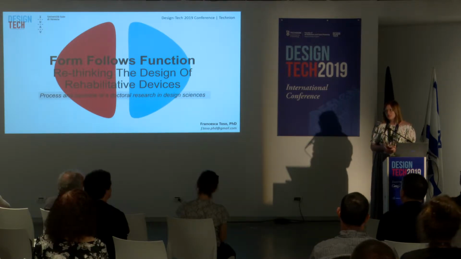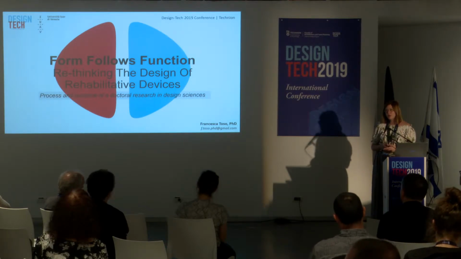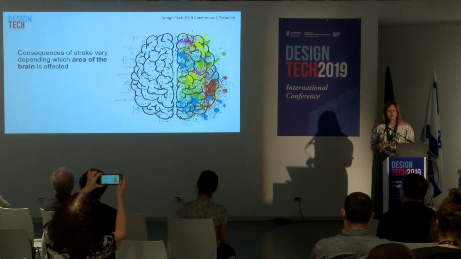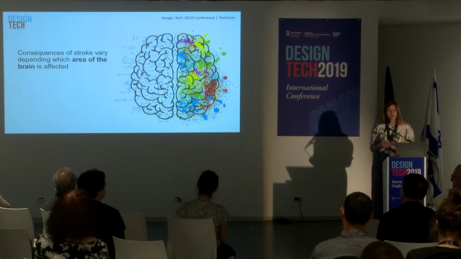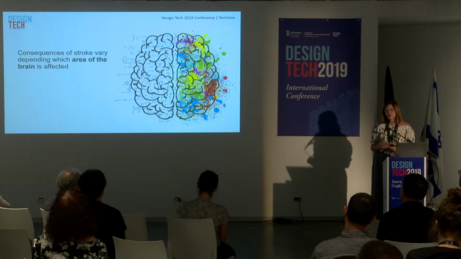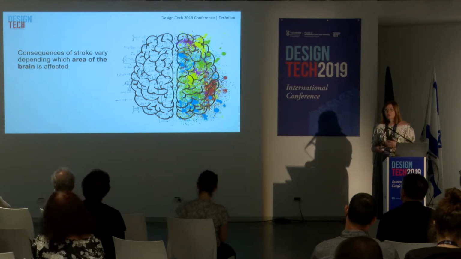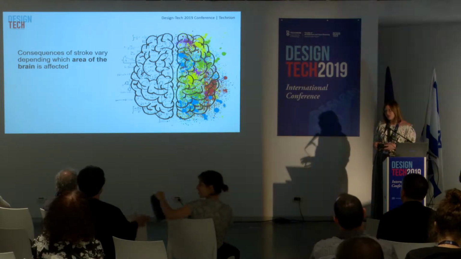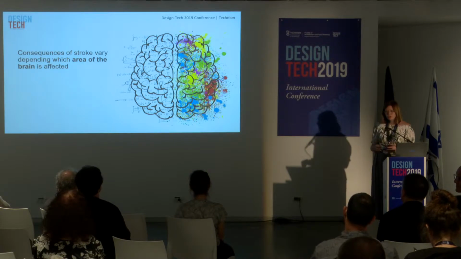Stroke is one of the diseases that is the first cause of disability in the world and the third cause of death. In particular, the consequences of stroke can vary depending on which area of the brain is affected. As we have also heard in the previous lecture, there can be different kinds of impairments, and stroke can have a cognitive impairment or can have also a sensory motor impairment. I focus on the second one, in the field of the sensory motor rehabilitation, and in particular with bedridden patients.